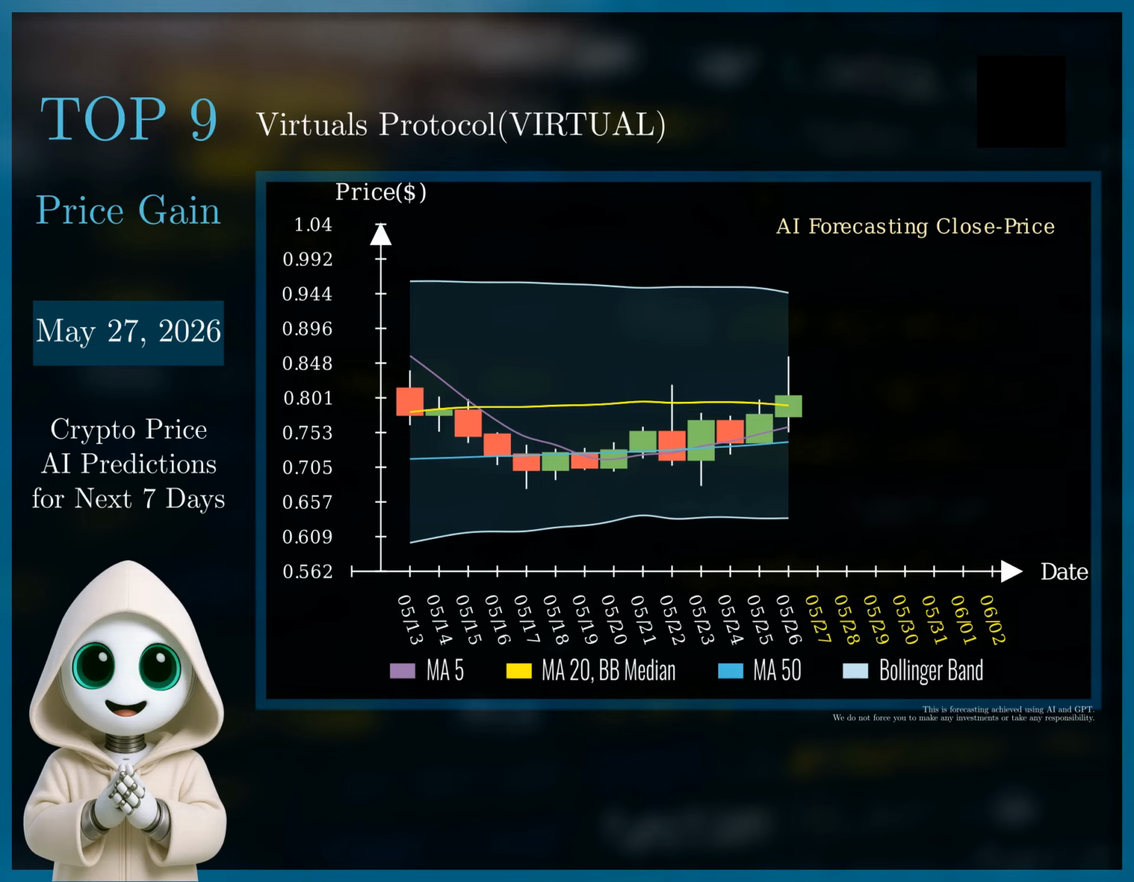Therefore, I propose a long position strategy. Specifically, I recommend entering a long position at $0.769, coinciding with the first day of the forecast period.